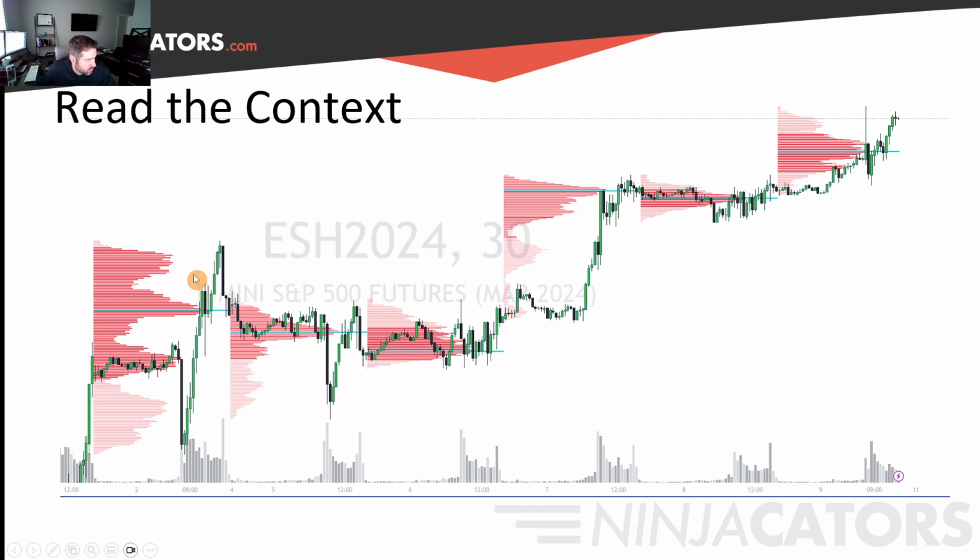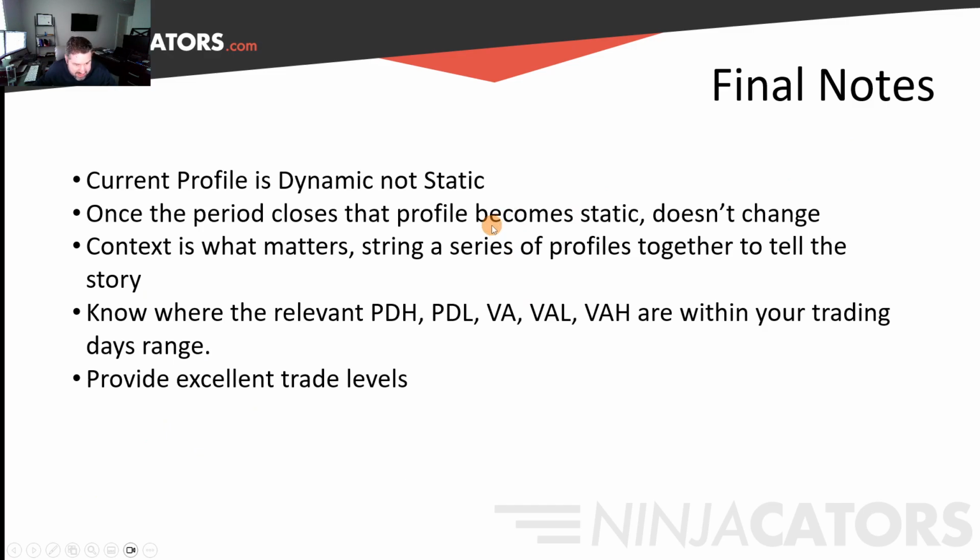I always say you're going to want to string 3, 4, 5, 6, 7, 10 days together to really be able to dial in and give yourself a good, comfortable story to tell yourself about what's going on in the marketplace. So again, just some final notes here. The current profile is dynamic. It's not static. Once the period closes, that profile does become static and it doesn't change. So now you can string together the context that I was talking about, and really, that is what matters, the context. String a series of those profiles together to tell the story. Know where the relevant prior day high, prior day low, value area low, and value area high are within your trading, and you can frame some really solid trades around those levels.